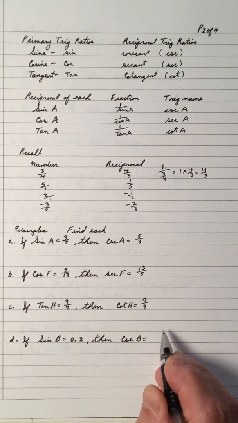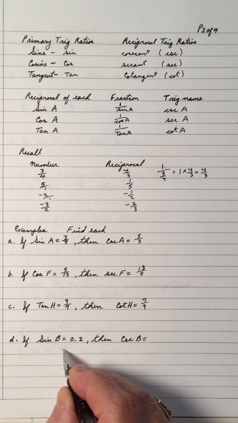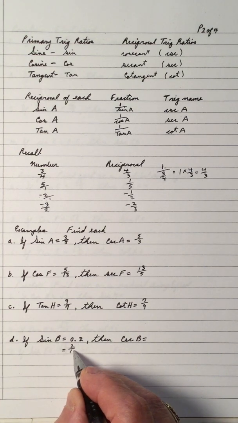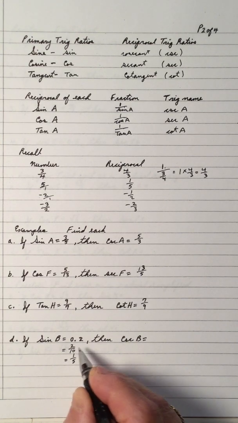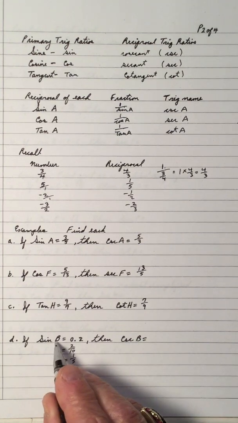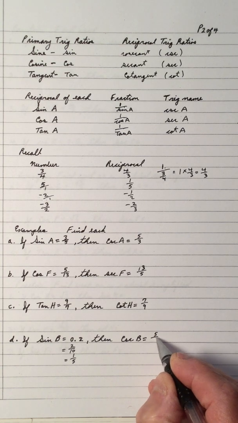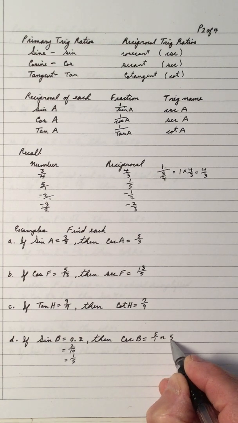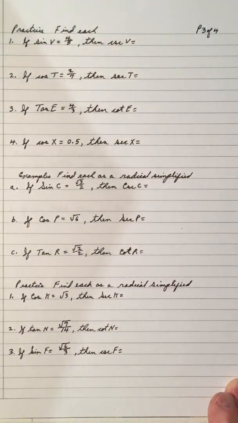And the sine of B is decimal 0.2, and 0.2 is 2/10, which is 1 over 5. So if we change it to a fraction, then the cosecant of angle B, the reciprocal of the sine of angle B, is 5 over 1, or just 5. Okay, let's continue.